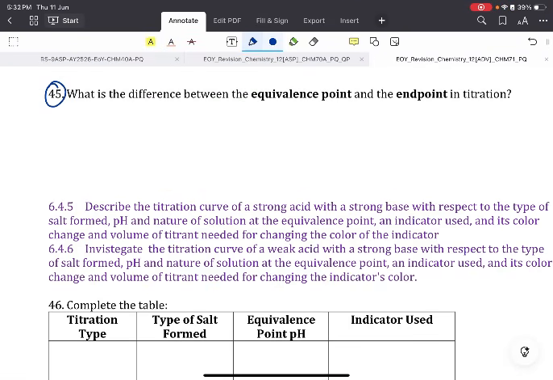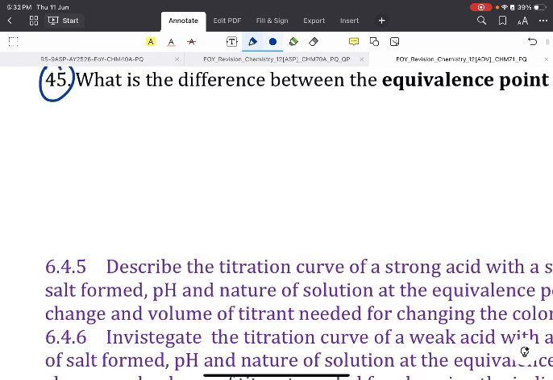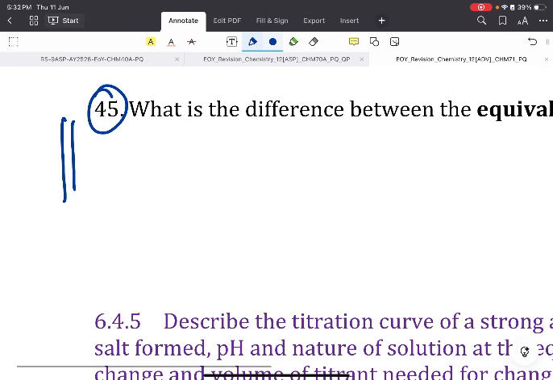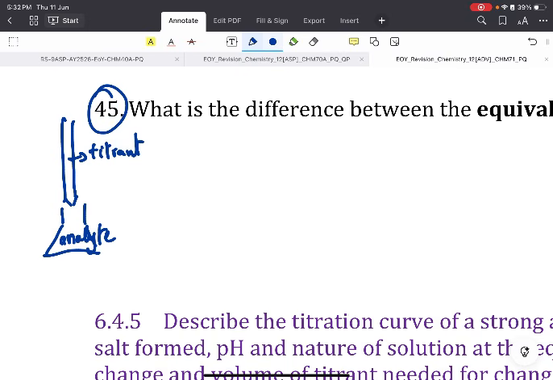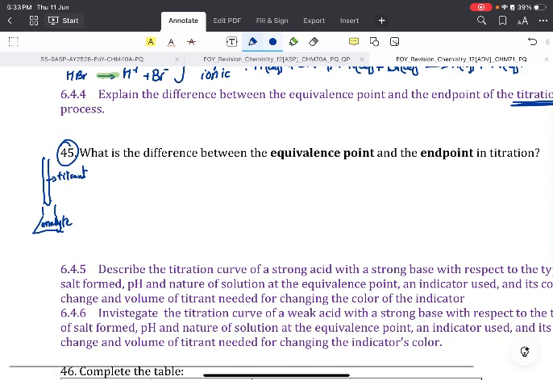When you are doing a titration, you start titrating an analyte with a titrant, and you put an indicator over here so that when the indicator changes color, you know that you ended, or the titration must stop. This is called the end point. The titration should end. It ended.